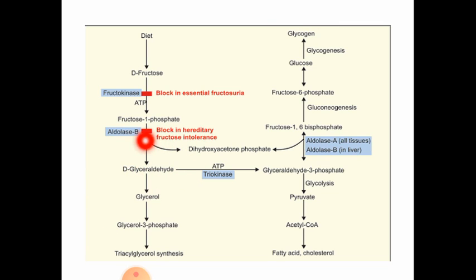This D-glyceraldehyde, which is an intermediate, is converted into glyceraldehyde 3-phosphate, which is an intermediate present during glycolysis, gluconeogenesis, as well as during glycogen metabolism. The enzyme is triokinase. Triokinase converts D-glyceraldehyde to glyceraldehyde 3-phosphate.